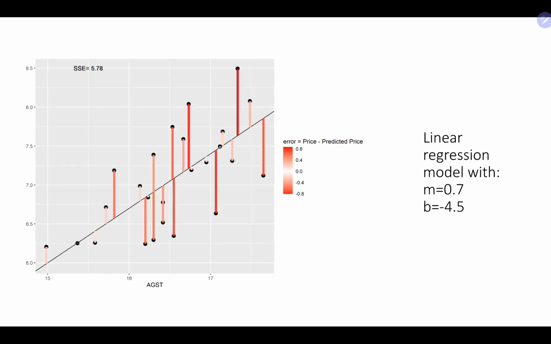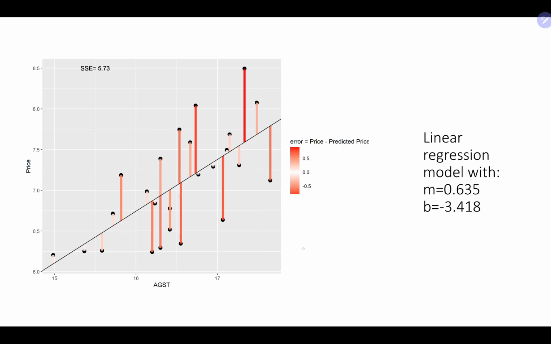Let's try to mix in a little difference in the inclination. 0.7 times AGST is the current model here, minus 4.5. A little better there. And this model here, 6.25 M, so AGST, minus 3.418. This is the model here, and my error is the smallest compared to the other models, 5.73.